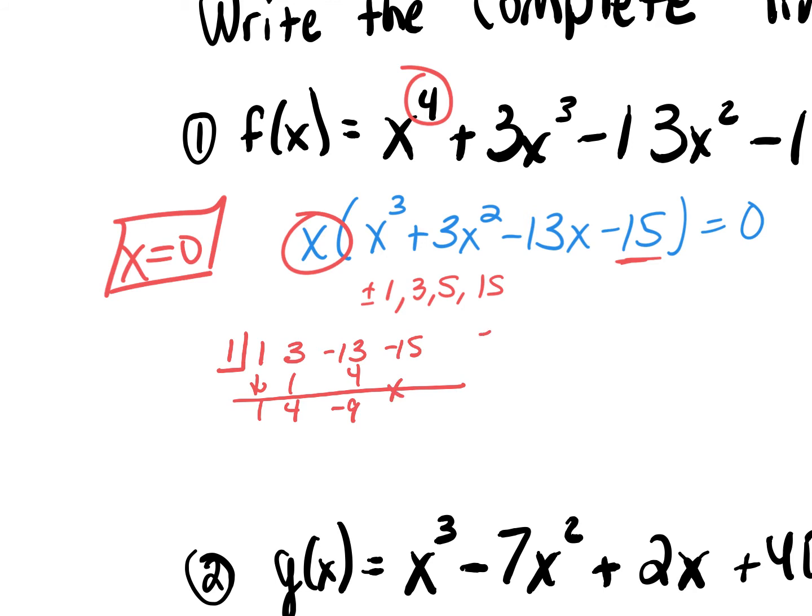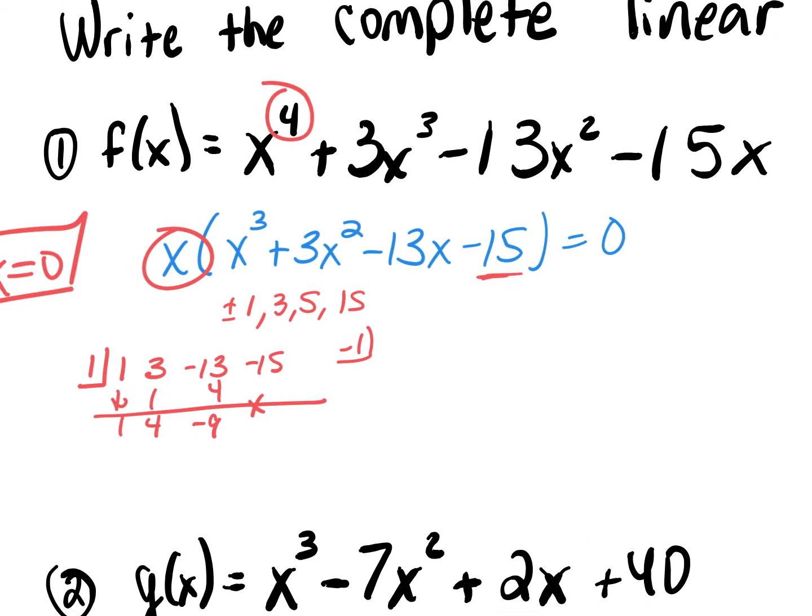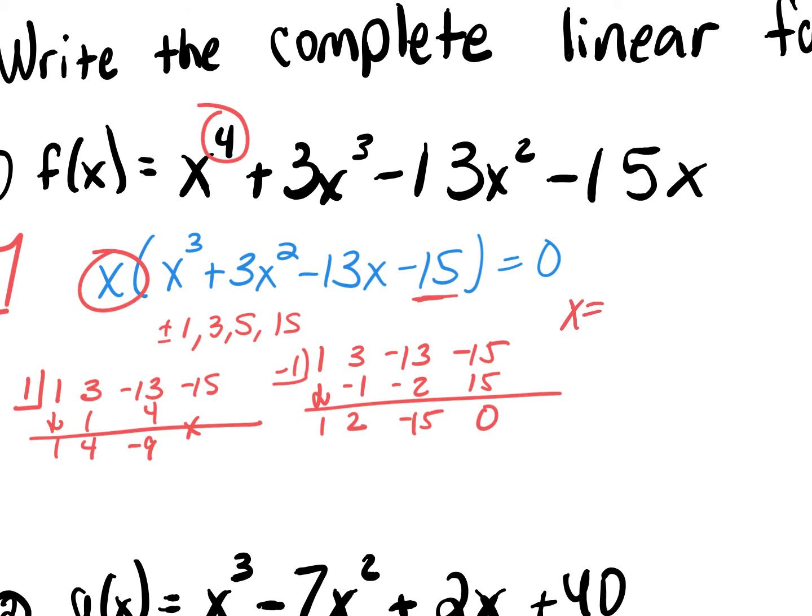Okay, let's try negative 1. 1, 3, negative 13, negative 15. 1 times negative 1, negative 1. 3 and negative 1 is 2. 2 times negative 1 is negative 2. Negative 13 and negative 2 is negative 15. Negative 15 times negative 1 is 15. Negative 15 and 15 is 0. Oh, does this one work? Yes, so x equals negative 1.